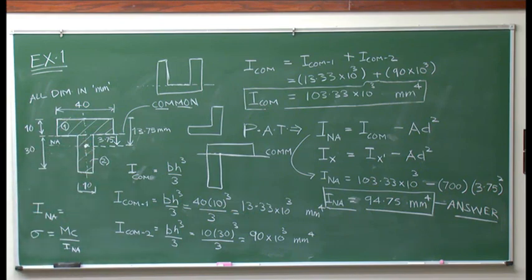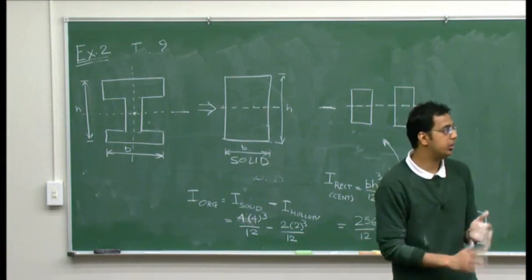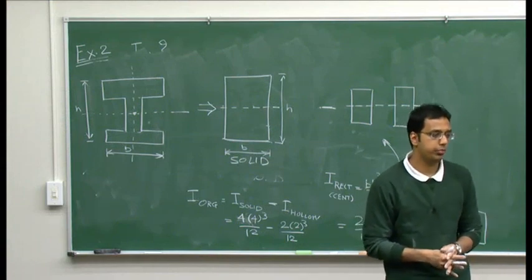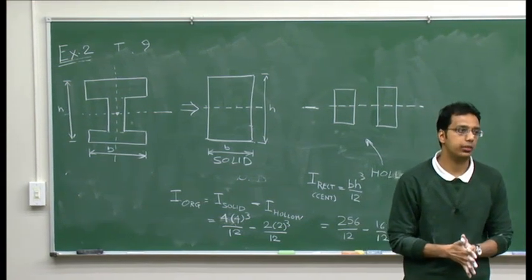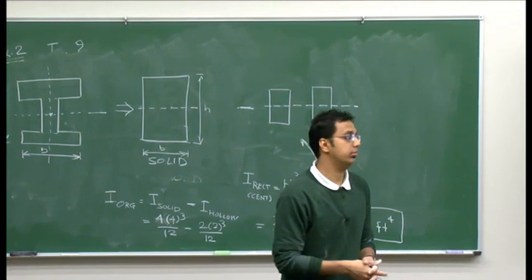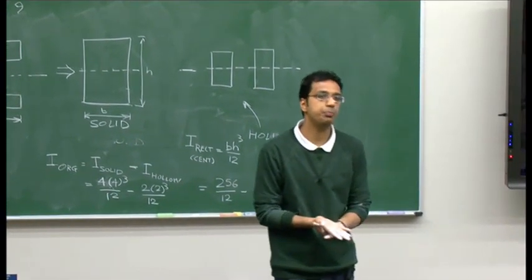And from these 2 examples, you can solve most of the common problems on finding the moment of inertia of a composite area about the neutral axis. Okay, so this finishes segment 3 on examples of moment of inertia and application of the parallel axis theorem. Thank you.